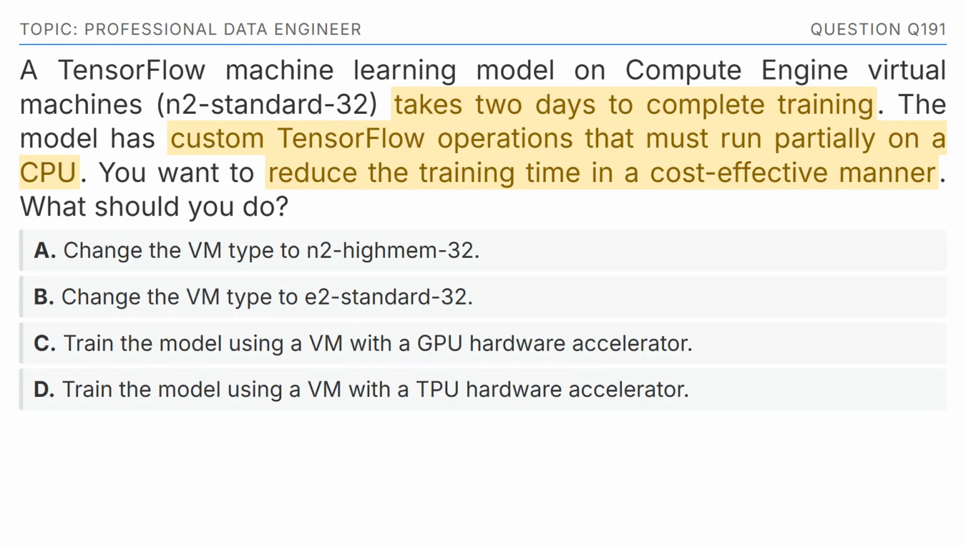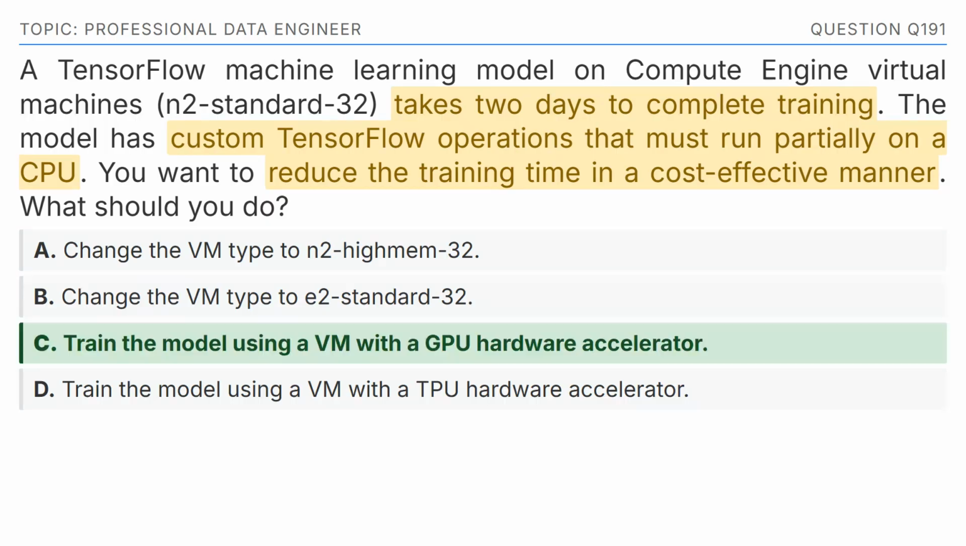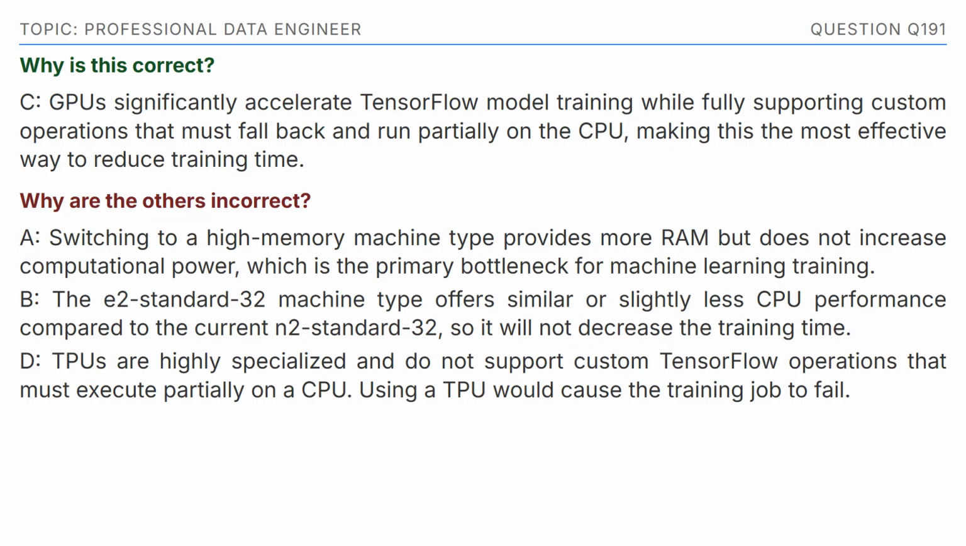To arrive at the correct answer, we focus on the keywords: takes 2 days to complete training, custom TensorFlow operations that must run partially on a CPU, reduce the training time in a cost-effective manner. The correct answer is option C, train the model using a VM with a GPU hardware accelerator. Why is this correct? C. GPUs significantly accelerate TensorFlow model training while fully supporting custom operations that must fall back and run partially on the CPU, making this the most effective way to reduce training time.